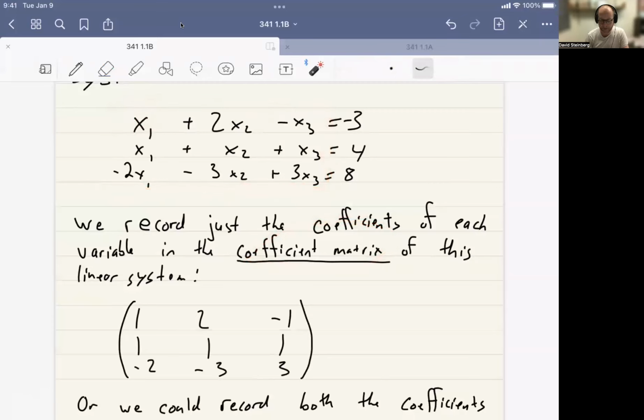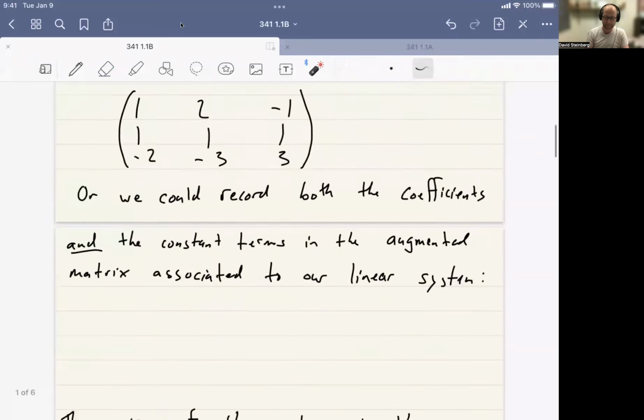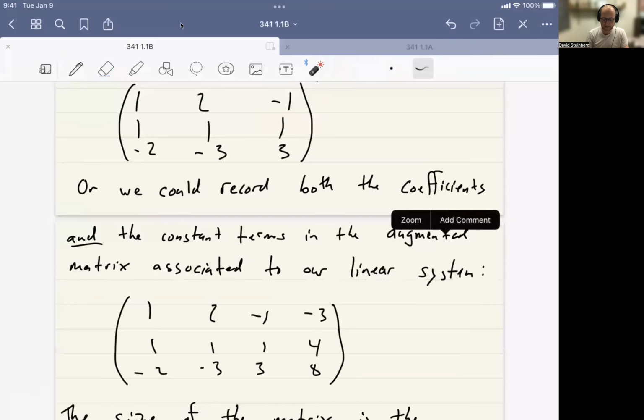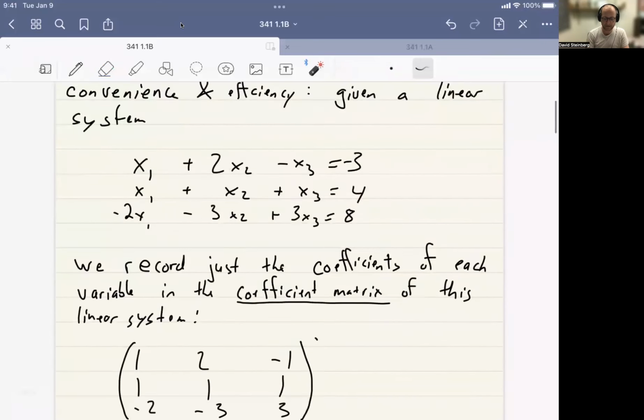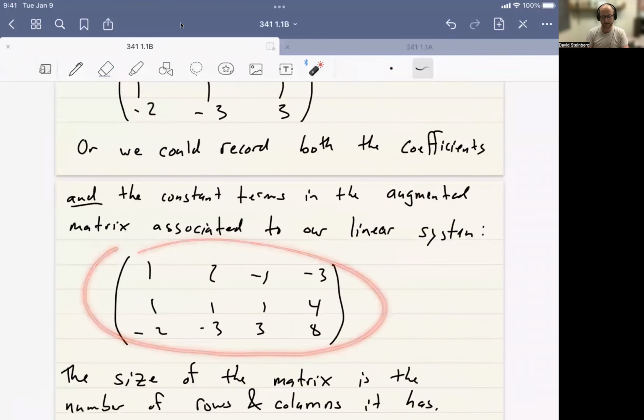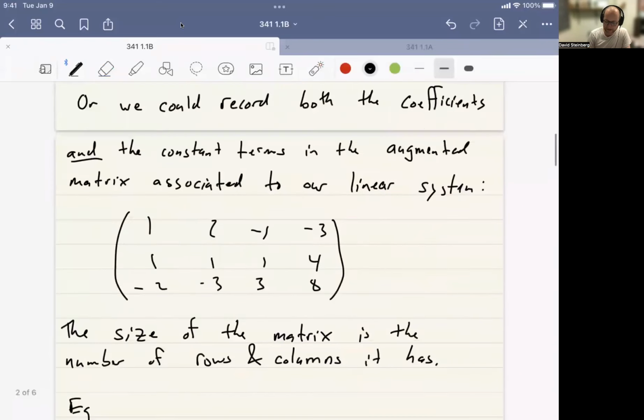You might reasonably ask, well, what about the constant terms on the right-hand side? That's for our augmented matrix. So similarly, we could record all of the coefficients of our variables along with the constant terms to get our augmented matrix. And as long as we are consistent with what order everything comes in, there's no loss of information here from passing from the set of 3 equations to just this matrix of 12 numbers.